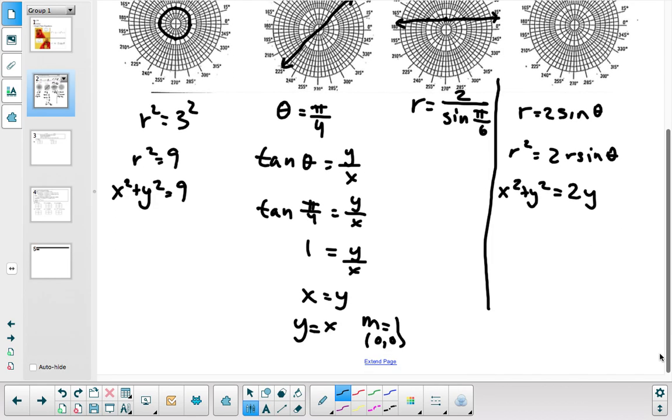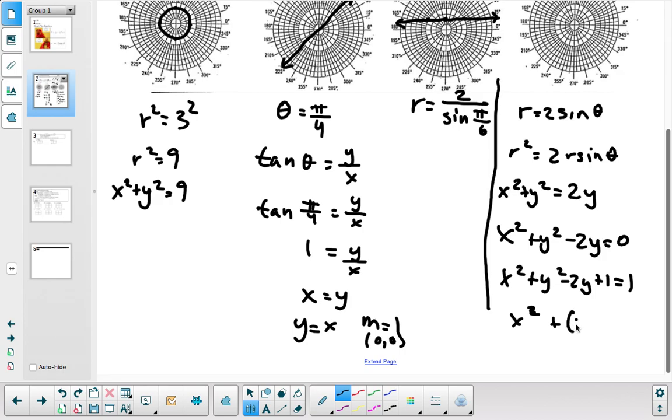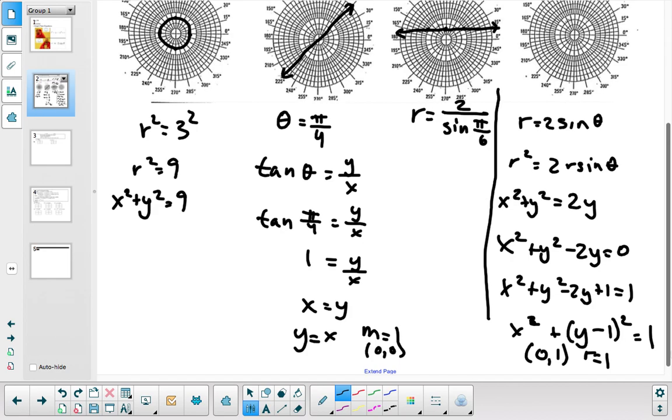Okay. Now here comes the fun part. Get everything to one side. You recognize that you have x squared and y squared, so something's up. You're going to take half of our air quotes b and square it. Add that value to both sides. Half of negative 2 is negative 1. Negative 1 squared is positive 1. So now we have a completed square. We have x squared plus y minus 1 squared equals 1. So we have a center at 0, 1, and the radius is 1. That's enough to graph.